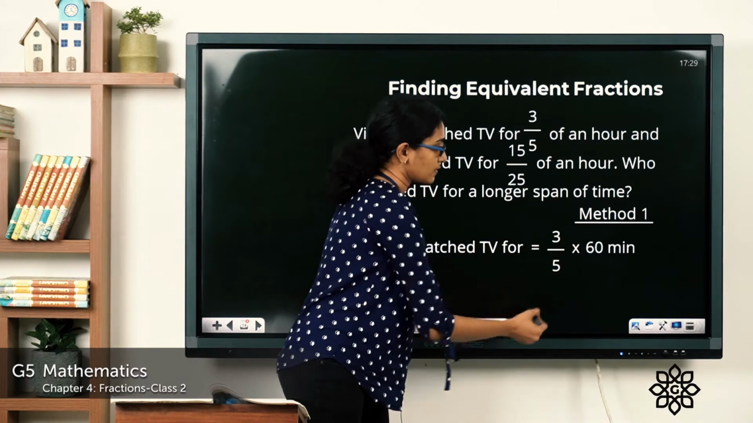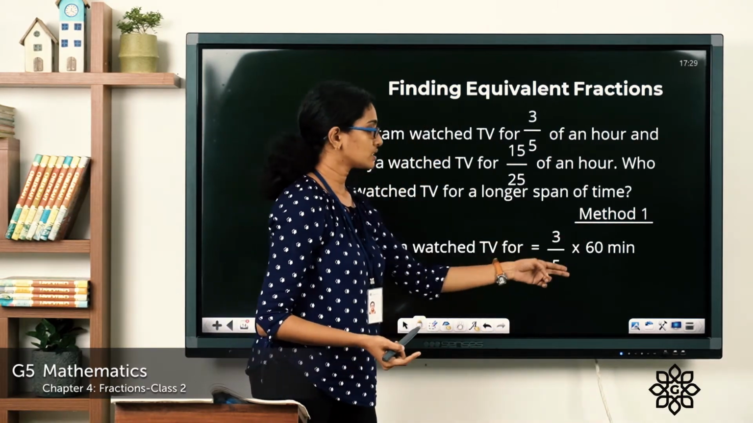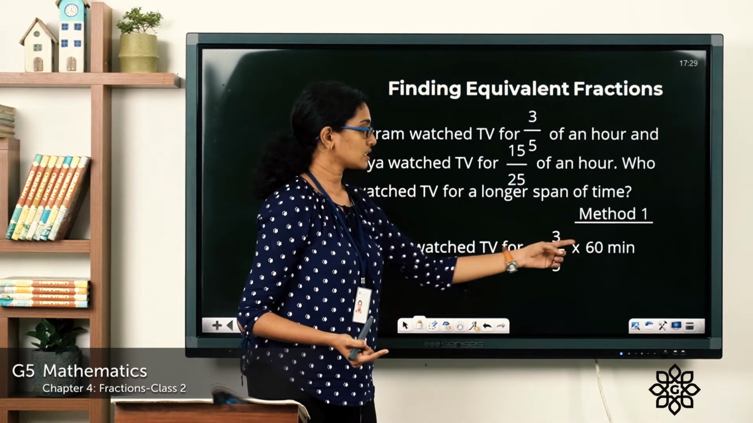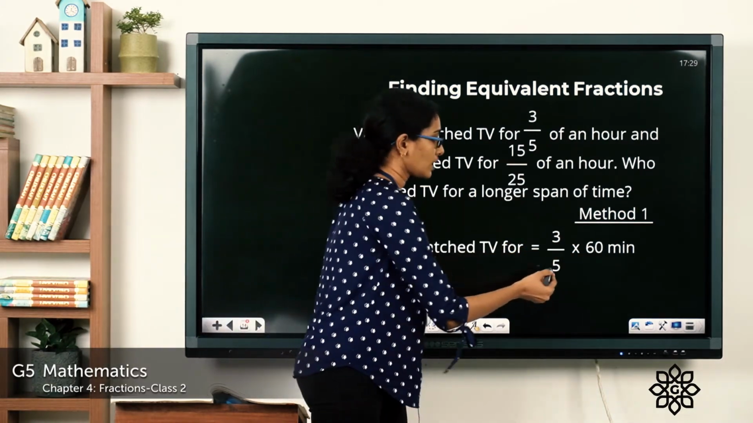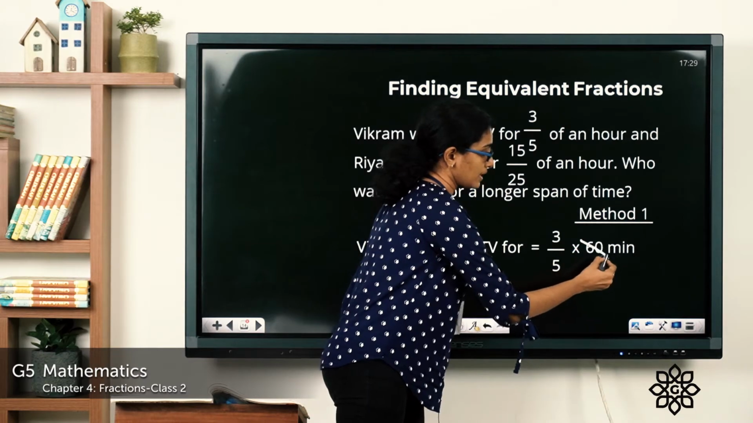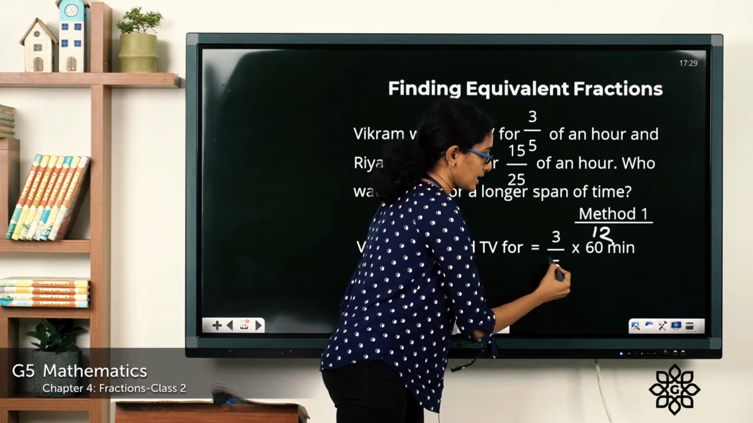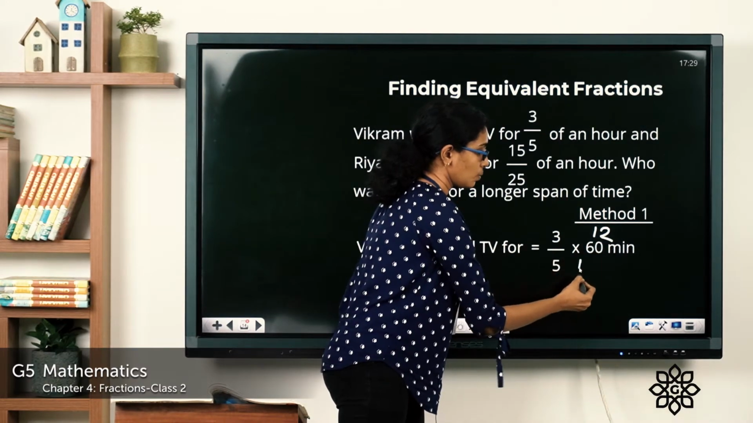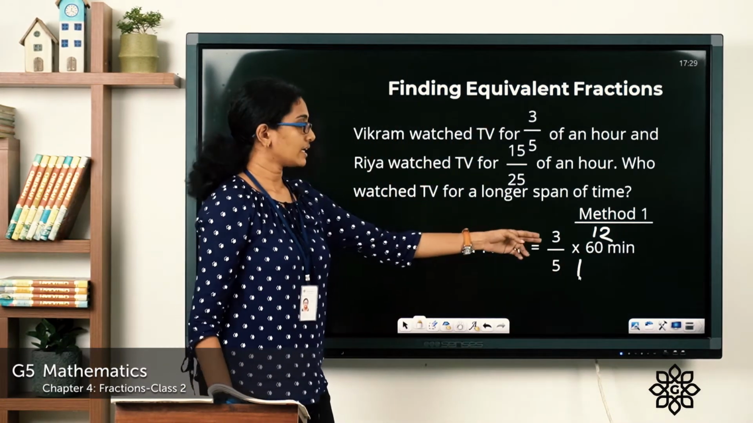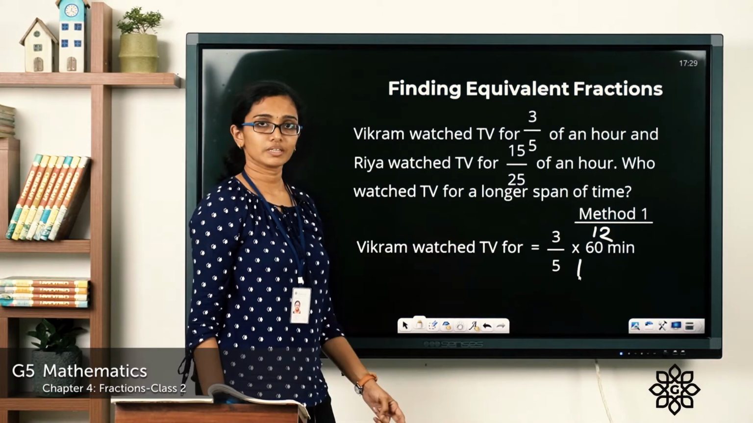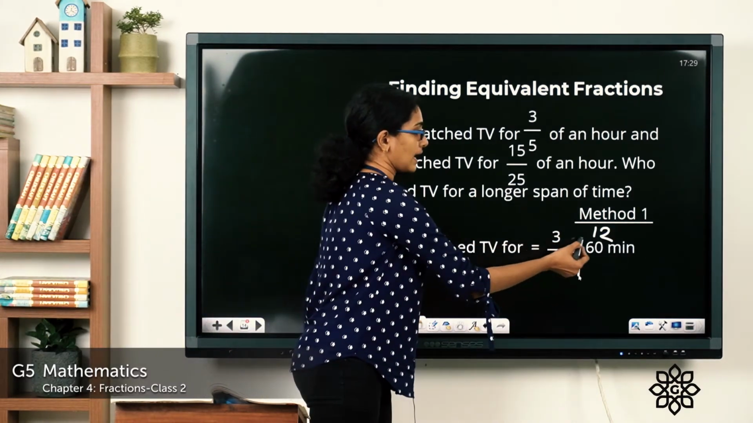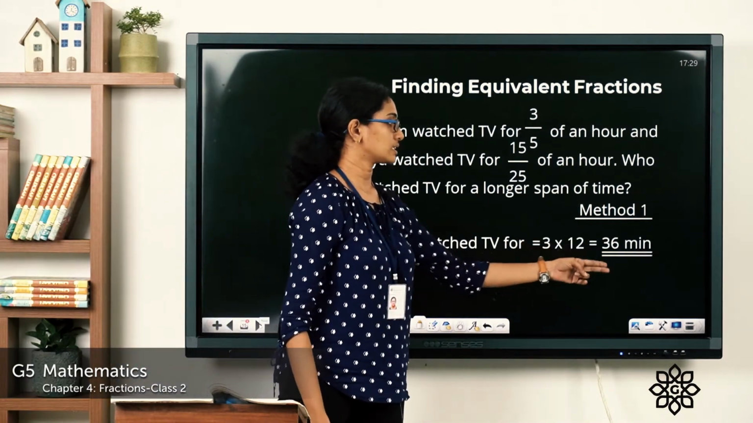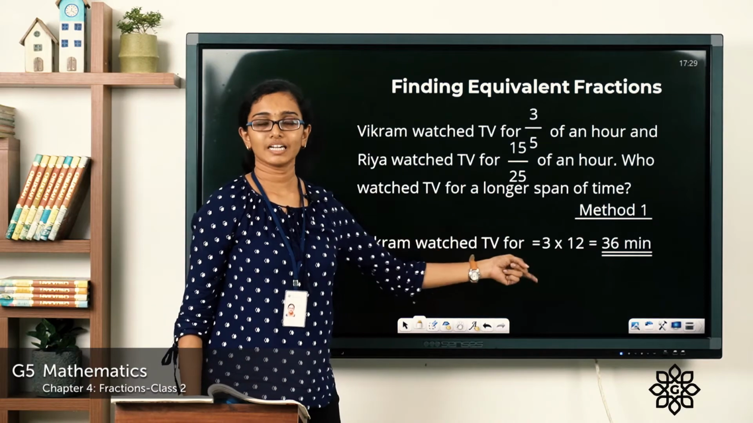See, this 60 and 5, can we use the same number to divide both these numbers? Yes, this 60 is a multiple of 5, right? So I'm dividing this 60 by 5 to give 12, and this 5 also by 5 gives 1. So I've divided both the numerator and denominator by the same number. So here we have 3 into 12. What is 3 into 12? It gives 36. So Vikram watched TV for 36 minutes.